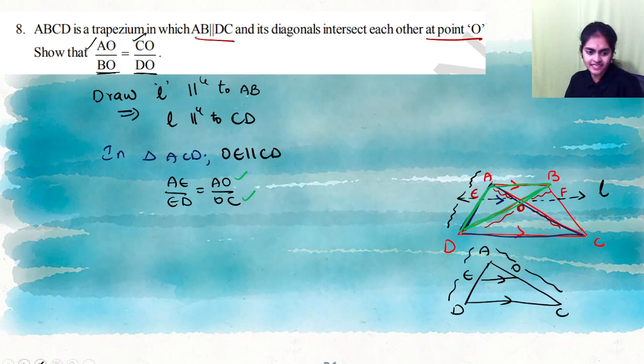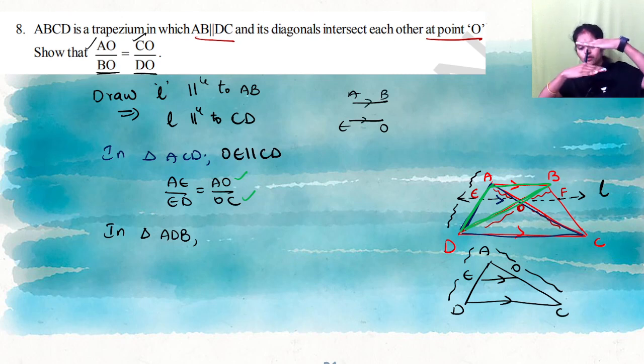Okay, this green color, is it visible? So let me show you here. In triangle ADB, AB and this OE are parallel to each other. Yes or no? We have drawn L parallel to AB, so part of this L, EO, is also parallel to AB. So I can write OE is parallel to AB.